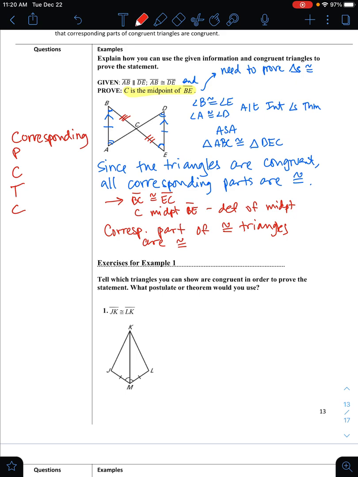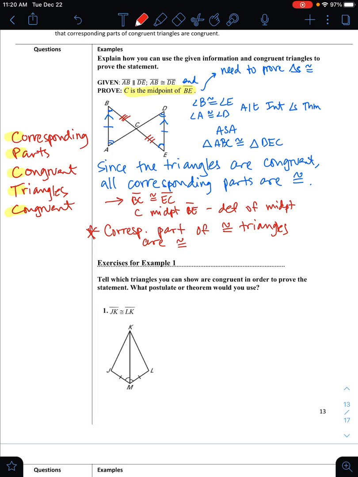Okay, and so the acronym's coming out of that, what I wrote down here. So corresponding parts, we'll kind of skip the "of" congruent triangles, the word "are" gets booted, and then congruent. Okay, so we have corresponding parts of congruent triangles are congruent, CPCTC.